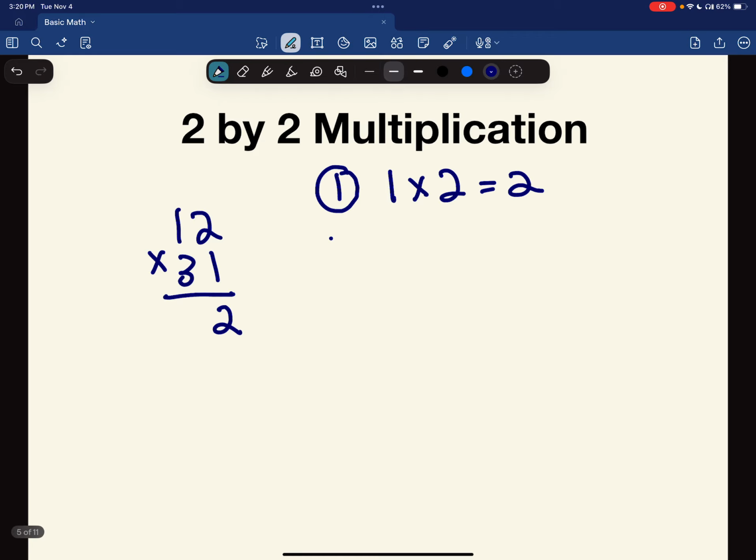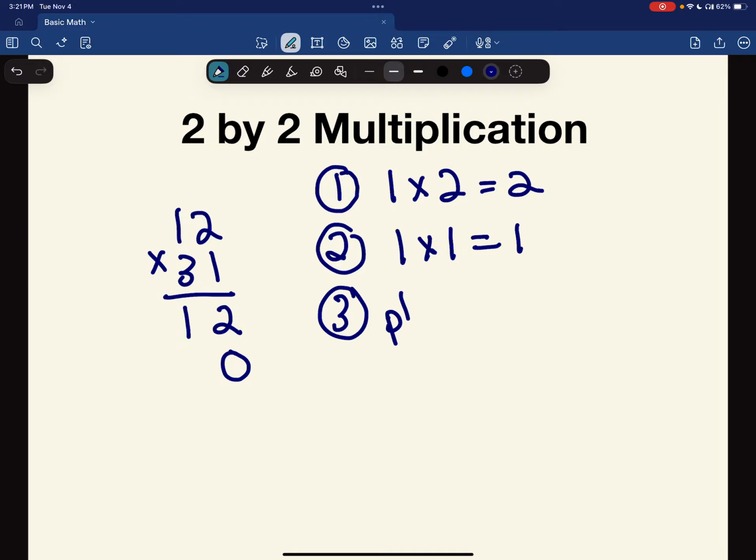Then our next step is we're going to do 1 times the number across from it, which is 1. So 1 times 1 is 1. And we're going to write that directly under our 3. So now we are going to move on to the second row. So we have 12 in our answer, and then we're going to put a 0 directly under the 2 as our placeholder. So I'm going to write step 3 is to place a 0.